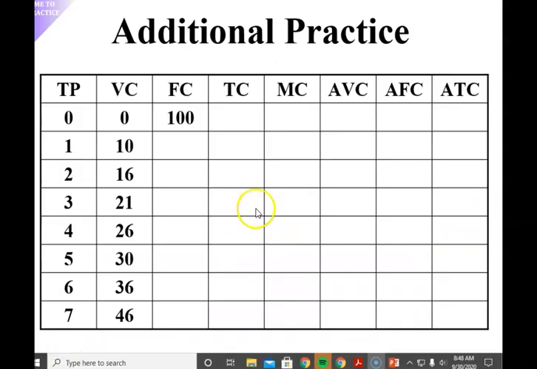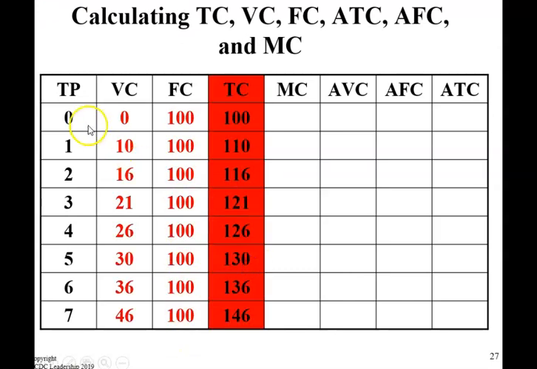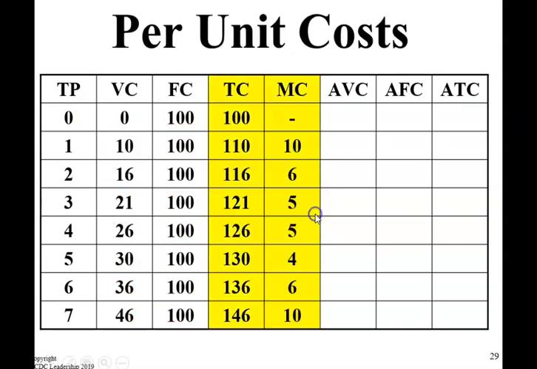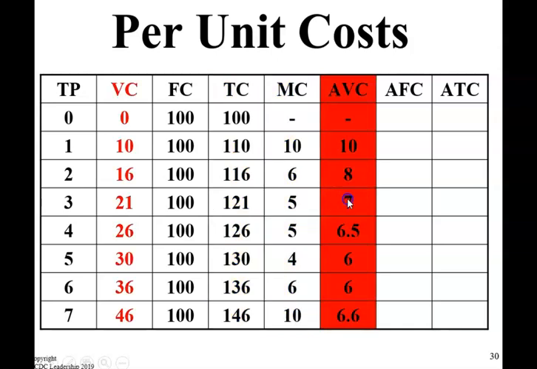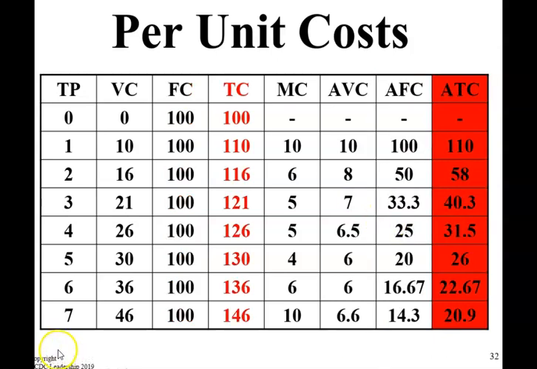And here's some more practice. So fixed costs don't change. So if the fixed cost of producing 0 is 100, the fixed cost of producing more units is 100. Add fixed and variable to get total. And then you're looking at the change, marginal cost. What's the incremental cost going to be to produce that next unit? Then average variable, average fixed, and average total.